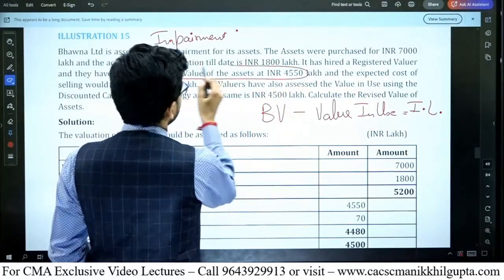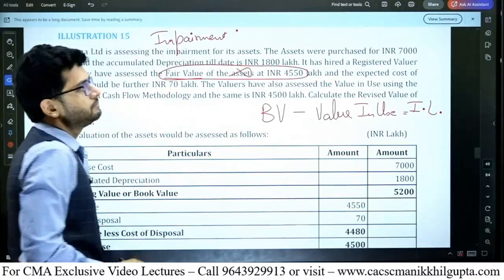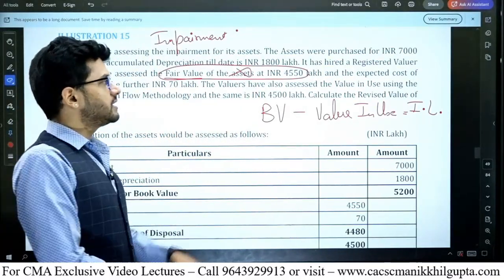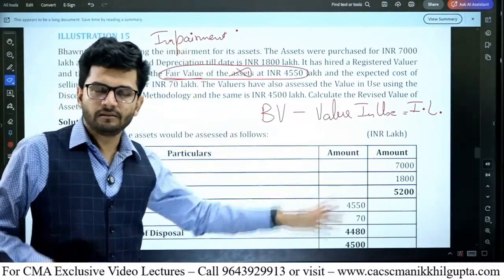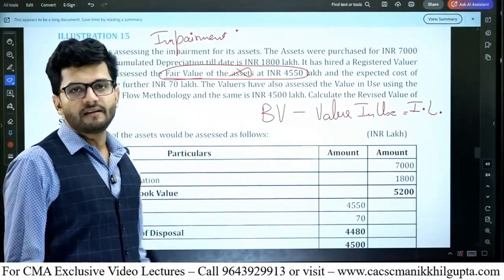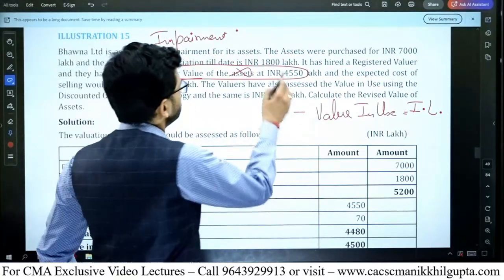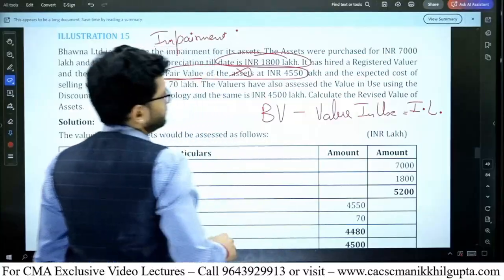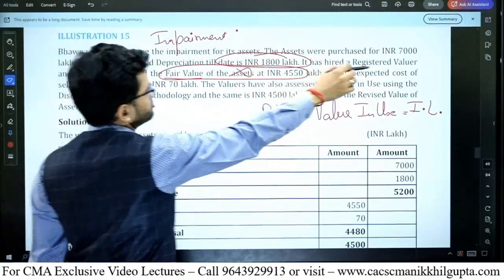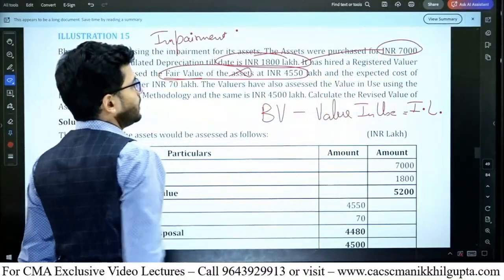Now, to make things difficult for you, along with book value, they have also given the fair value of asset. Now, fair value of asset is irrelevant. Please note, fair value of asset is irrelevant. While impairing the asset, we don't use the fair value. We only use two things. One is the book value, which is the purchase price minus depreciation, 7,000 minus 1,800, that is the book value.